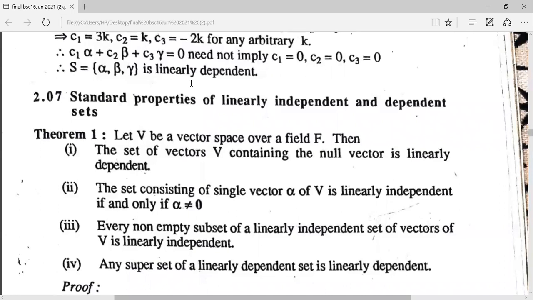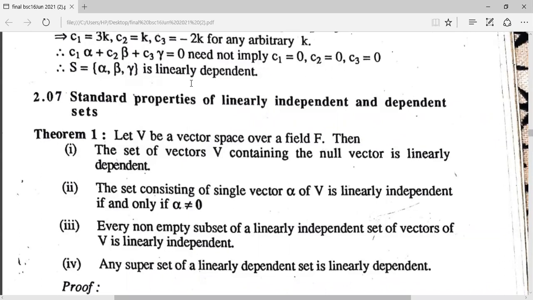Let V be a vector space over a field F. Then the set of vectors of V containing the null vector is linearly dependent. Second property: the set consisting of a single vector alpha of V is linearly independent if and only if alpha is not equal to the 0 vector. And the third property: every non-empty subset of a linearly independent set of vectors of V is linearly independent. And fourth, any superset of a linearly dependent set is linearly dependent. While giving the proof, I shall explain each and every property in a lucid manner.